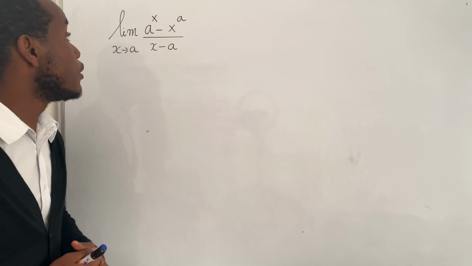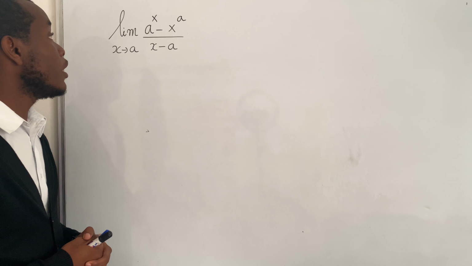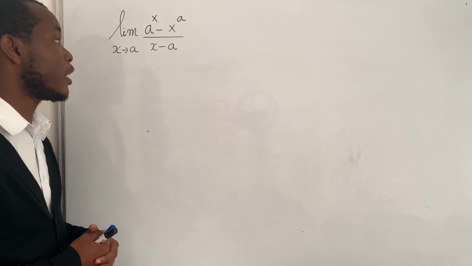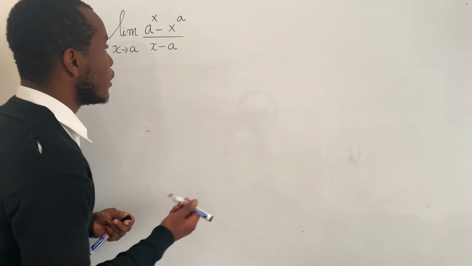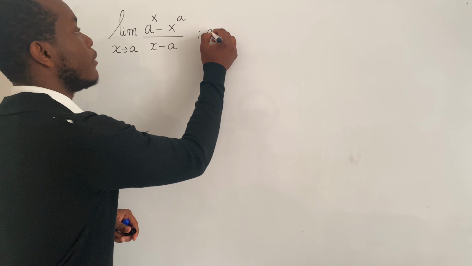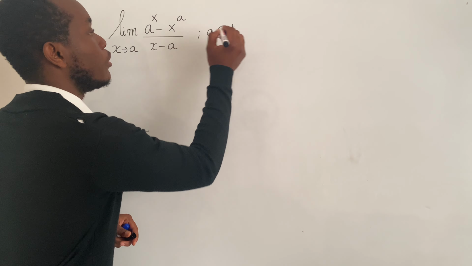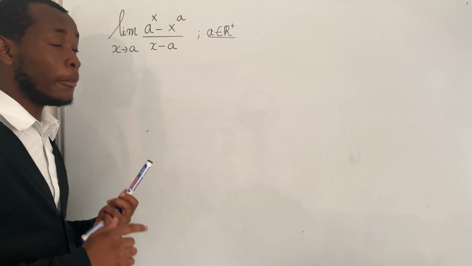So today we have this limit problem to find. We are given to find the limit of (a^x - x^a) over (x - a) when x approaches a. Let's solve this limit considering that a is a positive number that belongs to the real numbers. Let's consider that a is a real positive number.